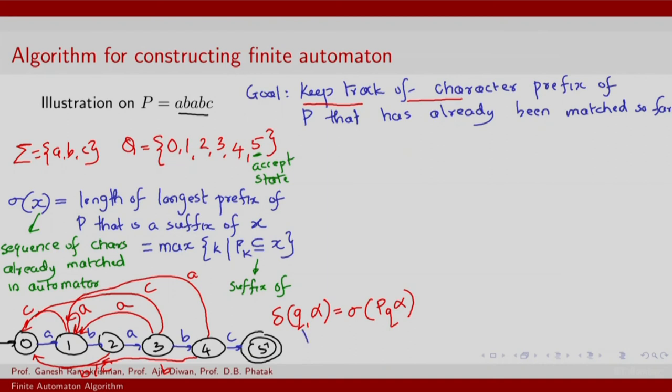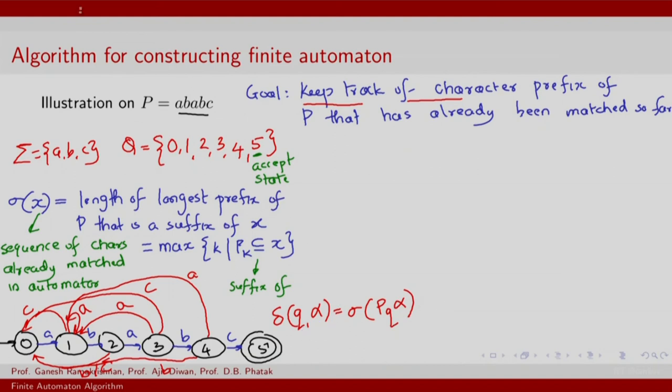This is exactly what we see here. So, when you are at state 3, the Q is 3, the PQ is ABA. Now, corresponding to different values of alpha, you have different transitions. So, an alpha of A takes you to sigma of ABAA, for which the corresponding sigma value is 1. So, you can see that delta Q alpha equals sigma of PQ alpha should give you the destination state for almost every Q. You can continue this process and convince yourself that indeed this definition suffices for us.